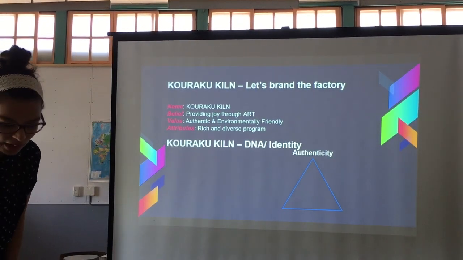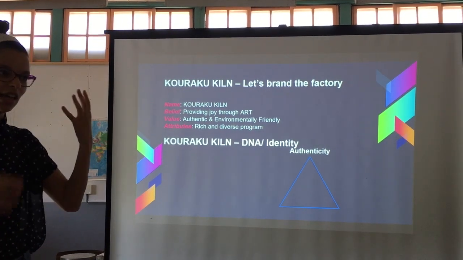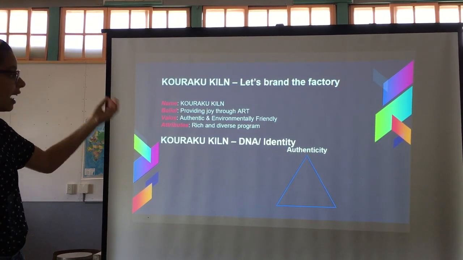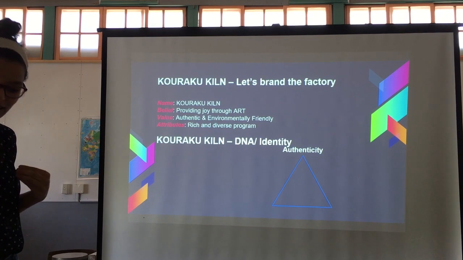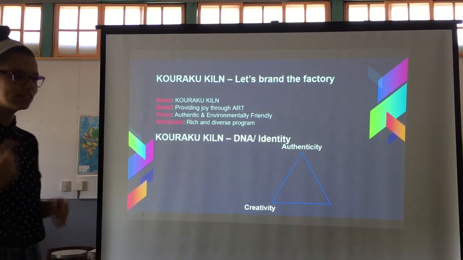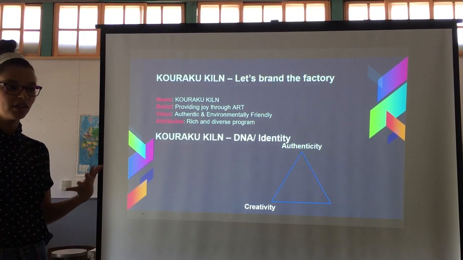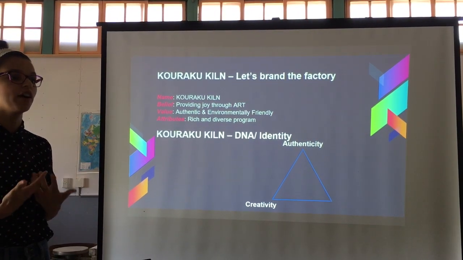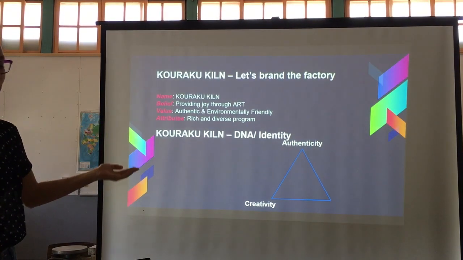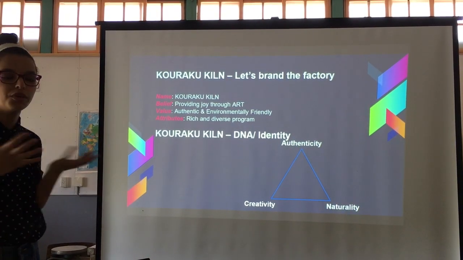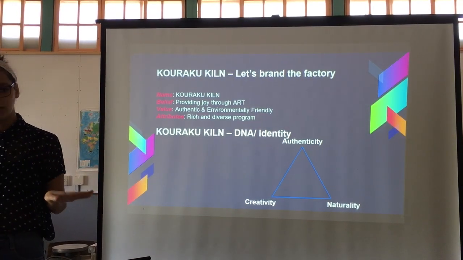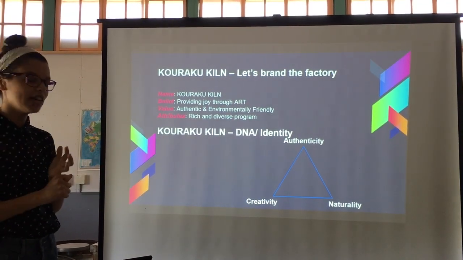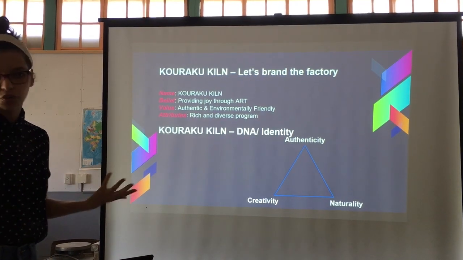So the DNA: authenticity, because it talks about history. Kouraku Kiln is old. Kouraku Kiln has a story. So authenticity is part of our DNA. Creativity, because we want to target young people, so we want to create other products that will target young people. So we are trying to be creative. This is part of our DNA as well. And naturality, because we respect the environment, and we don't want to change this, because this is who we are. So this is our DNA. We are authentic, we are creative, and we are natural, we are original.